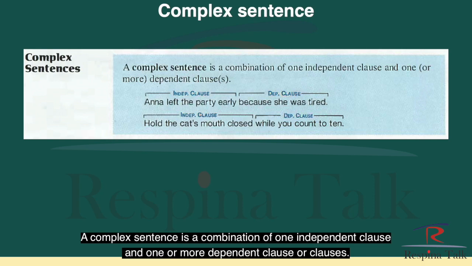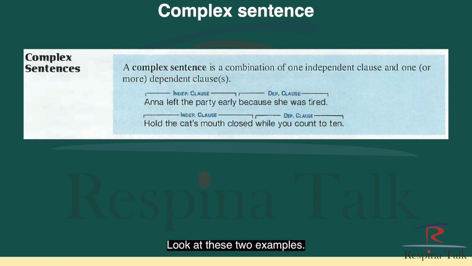A complex sentence is a combination of one independent clause and one or more dependent clauses. Look at these two examples. Anna left the party early. This is an independent clause, a subject and a verb. Because she was tired. This is a dependent clause. It has a subject and a verb, but the meaning by itself is not complete. Look at the other example. Hold the cat's mouth closed while you count to 10.